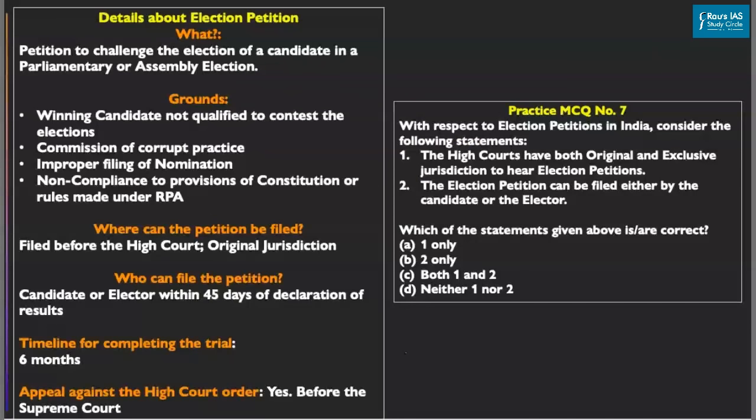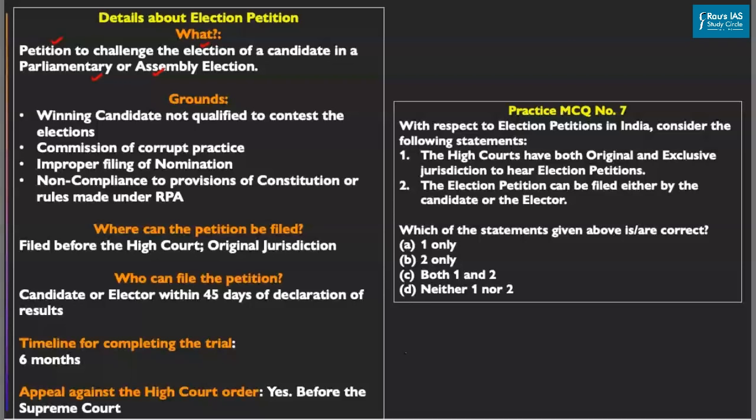See, an election petition is basically a petition which is filed before the concerned High Court in order to challenge the election of a candidate who has won in a recently held parliamentary or assembly election. So, if a particular candidate wins in a recently held parliamentary or assembly election through illegal or unethical means, then his election can be challenged by filing an election petition.